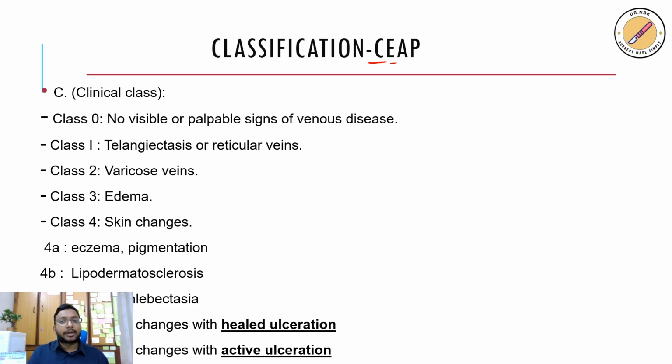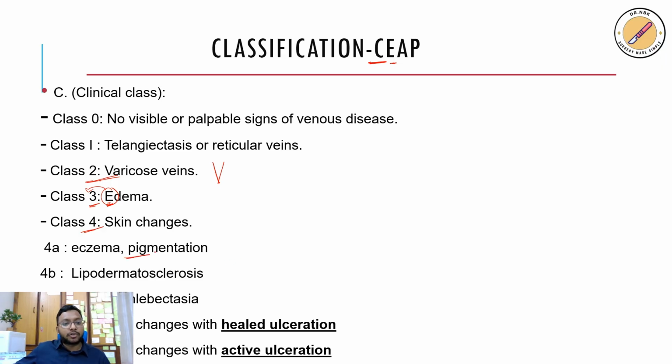Now, you can easily remember this: this is V and this is 2. So C2 stands for varicose veins. And this is E and also this is 3. So you can remember 3 is for edema. 3 reversed is nothing but your E for edema. So it is C3. You can see this is 1, this is 2. 2 for varicose veins. Now 4 is for skin changes. Again 4 has got 3 important components: 4A, 4B, 4C.